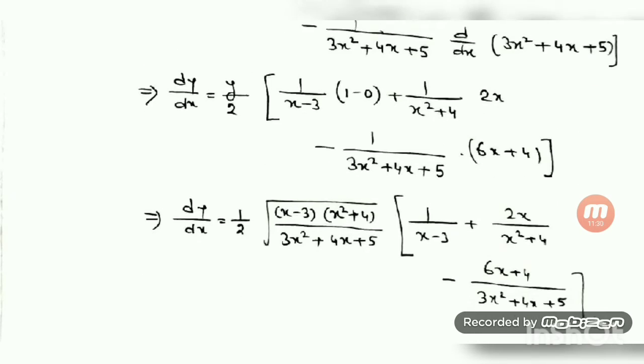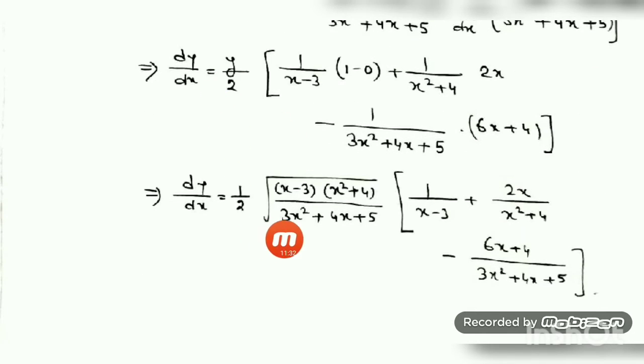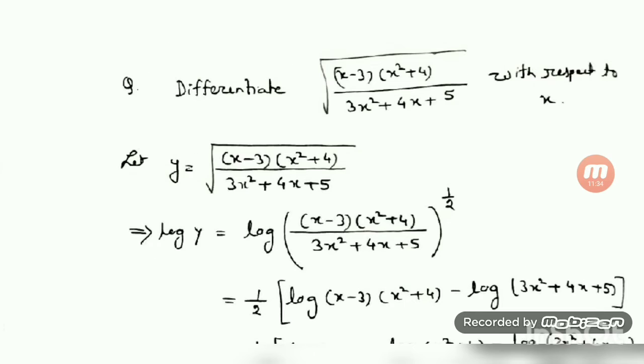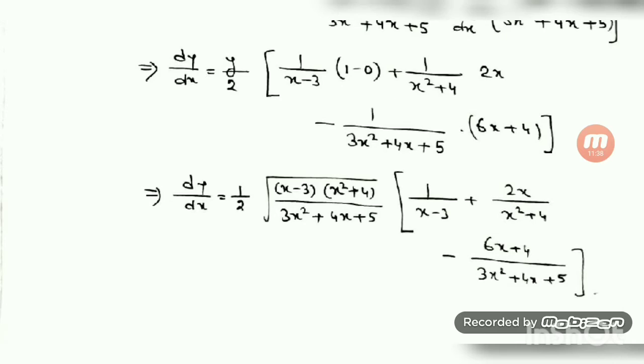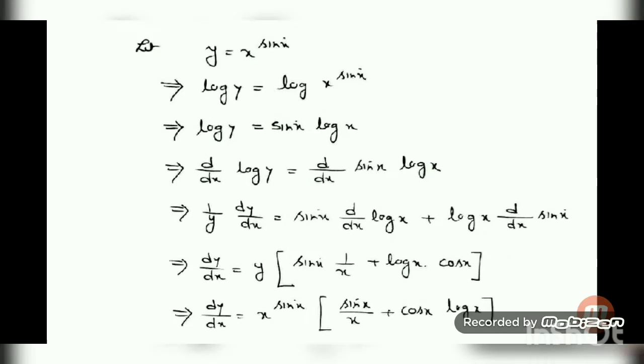Now substitute your y. I have written half, what is y? Under root, this one, is it not? This expression, the given expression, is considered as y. So put the value of y, under root (x minus 3)(x square plus 4) by (3x square plus 4x plus 5), into 1 by x minus 3, 2x by x square plus 4, minus (6x plus 4) by (3x square plus 4x plus 5). Okay, here this solution is completed.